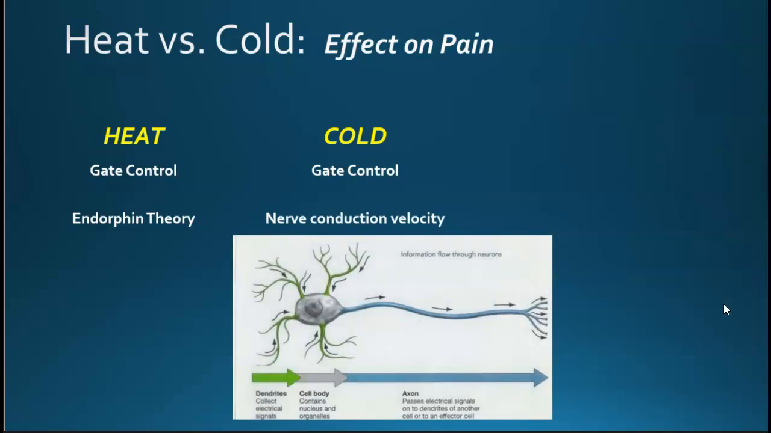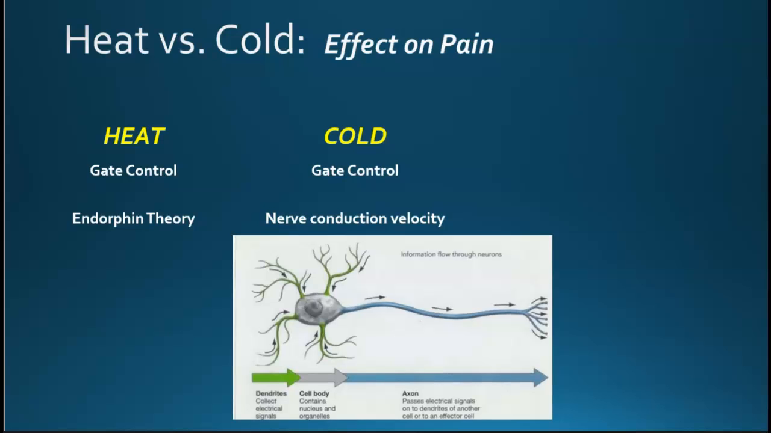The other one that goes under the cold side is this nerve conduction velocity. Nerves send impulses at a set speed, and cold is going to slow that speed down. So the slower those impulses get to the spinal cord, the less pain that we're going to perceive. Then we get into this, when do we want to use heat and cold?